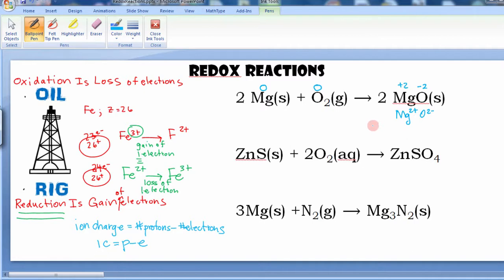So the oxidation of this metal, we have magnesium going from a 0 to a +2. The oxidation number goes up. So this is oxidation. Now we have what? Oxygen going from a 0, I'll point to that one, from 0 to a -2. So this is what? This is reduction. The oxidation number goes down.